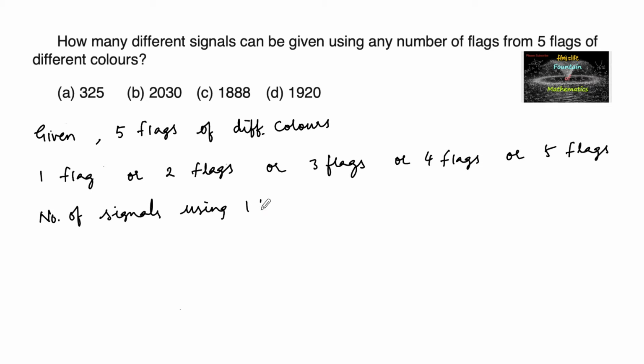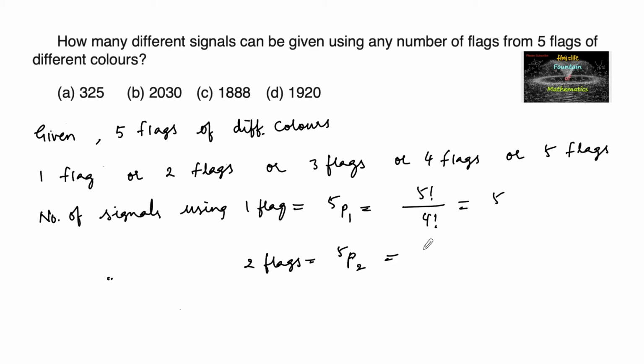So number of signals using one flag, which is same as number of permutations of n different things taken r at a time, which is nPr. So here 5 flags are there. Among 5 flags, the number of different signals taking one at a time is nothing but 5P1. So 5P1 is nothing but 5 factorial upon 5 minus 1, 4 factorial, or we can write 5. And number of signals using two flags, which is same as 5P2, that is 5 into 4, which is 20.